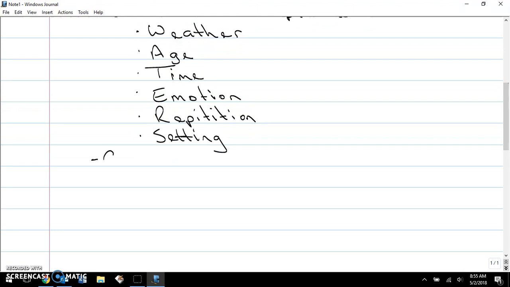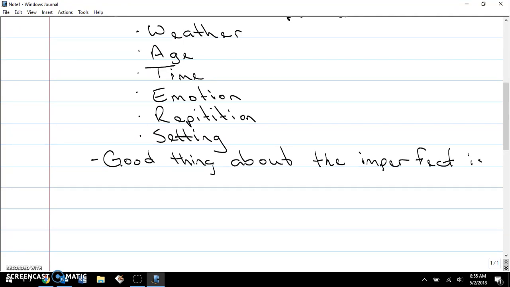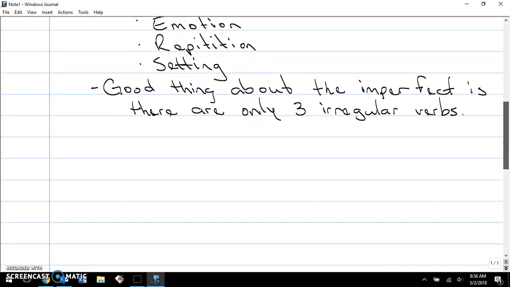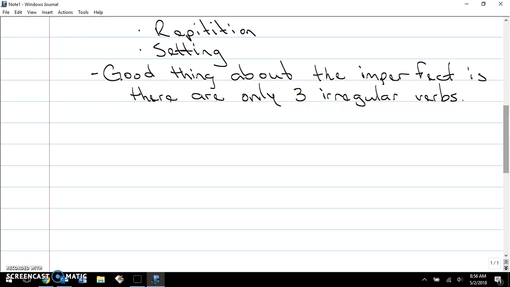So, the good thing about the imperfect is there are only 3 irregular verbs. Okay? Everything else is completely regular. There's no stem changers, no car gar zar, nothing else strange. All regular verbs except for 3.